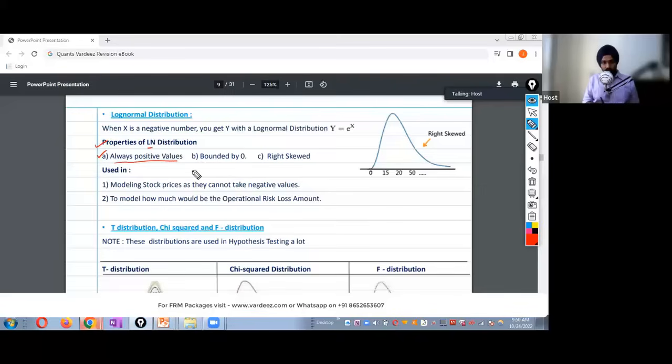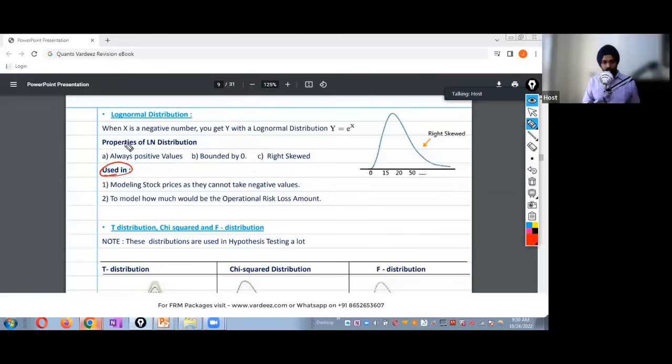And what about the log normal distribution? Second property, it's bounded by 0. As you can see from this particular thing, the lowest value it can take is 0. And it's right skewed. That means this tail is going on and on to the right. So it's a right skewed distribution.